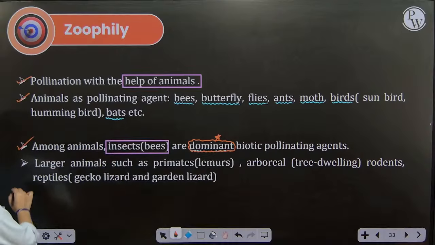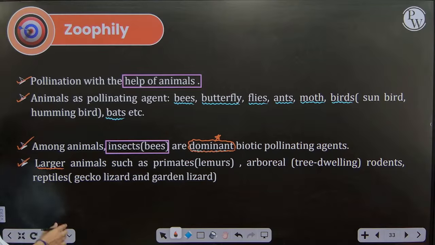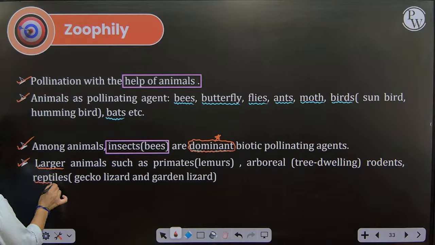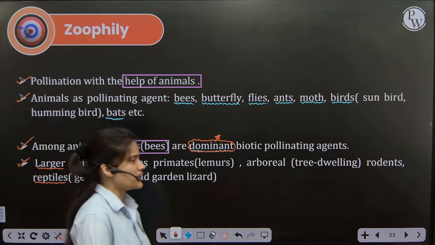Next, larger animals like primates, arboreal animals, rodents, and reptiles. In the case of reptiles, gecko lizard and garden lizard act as pollinating agents.